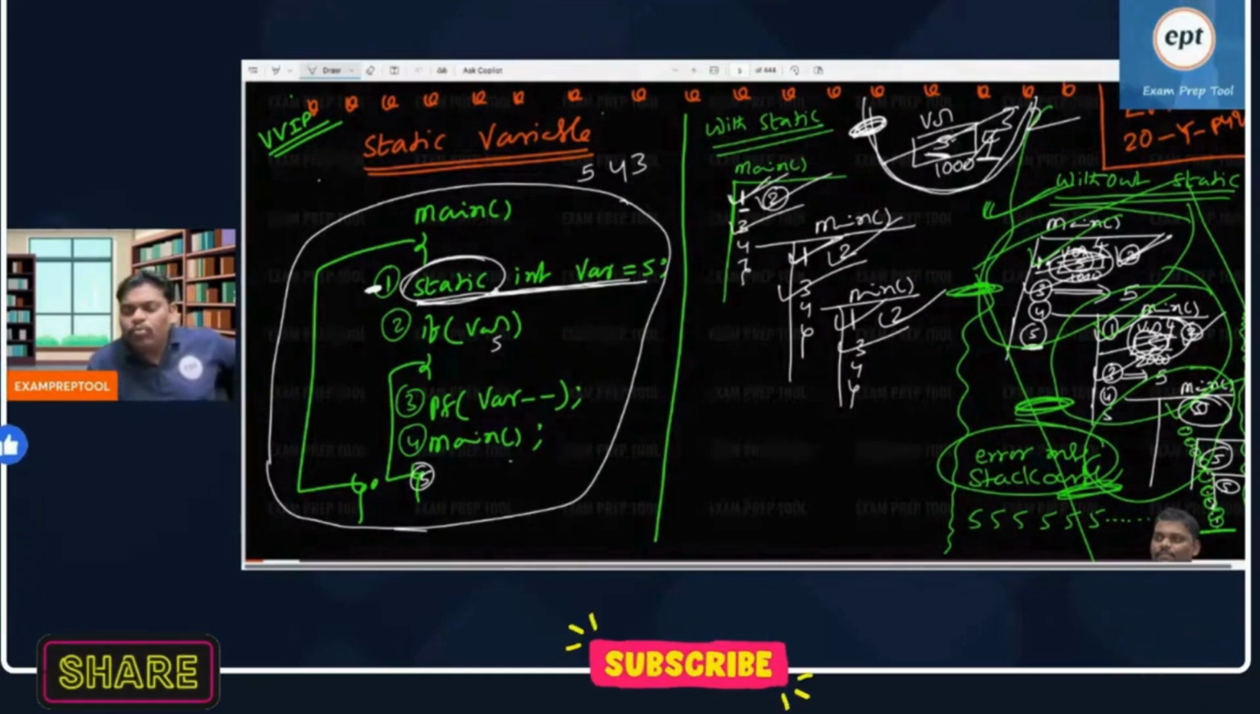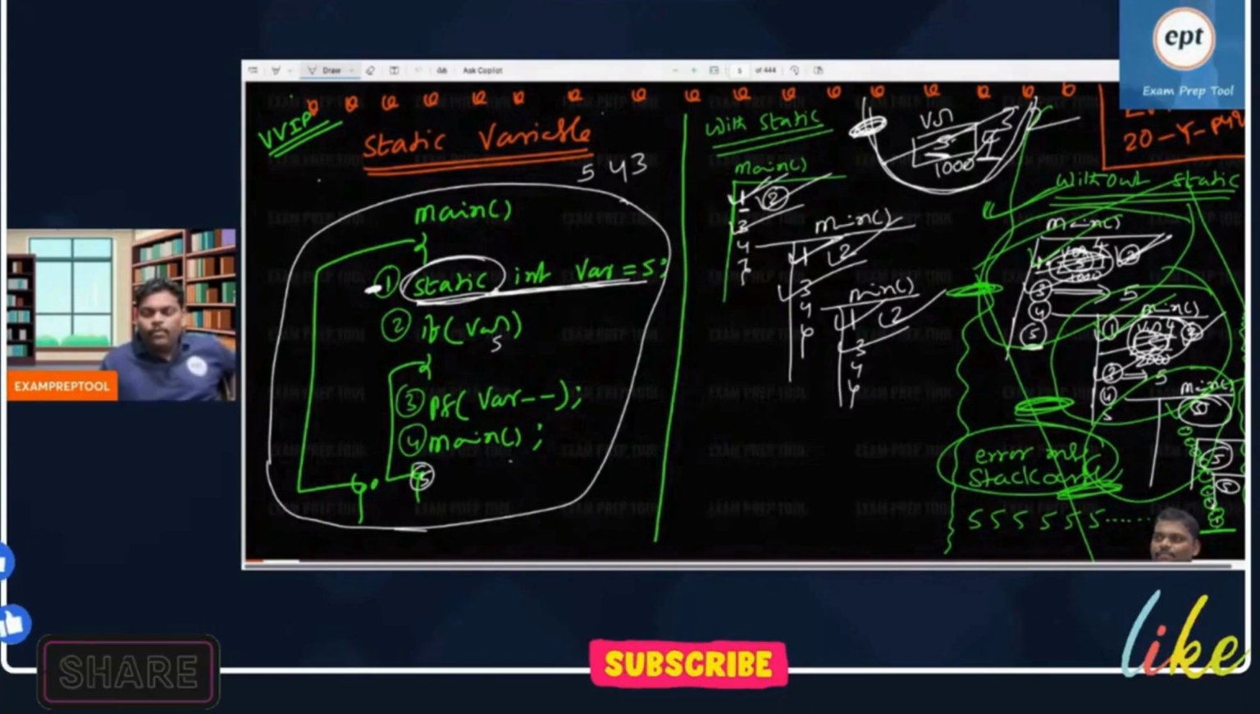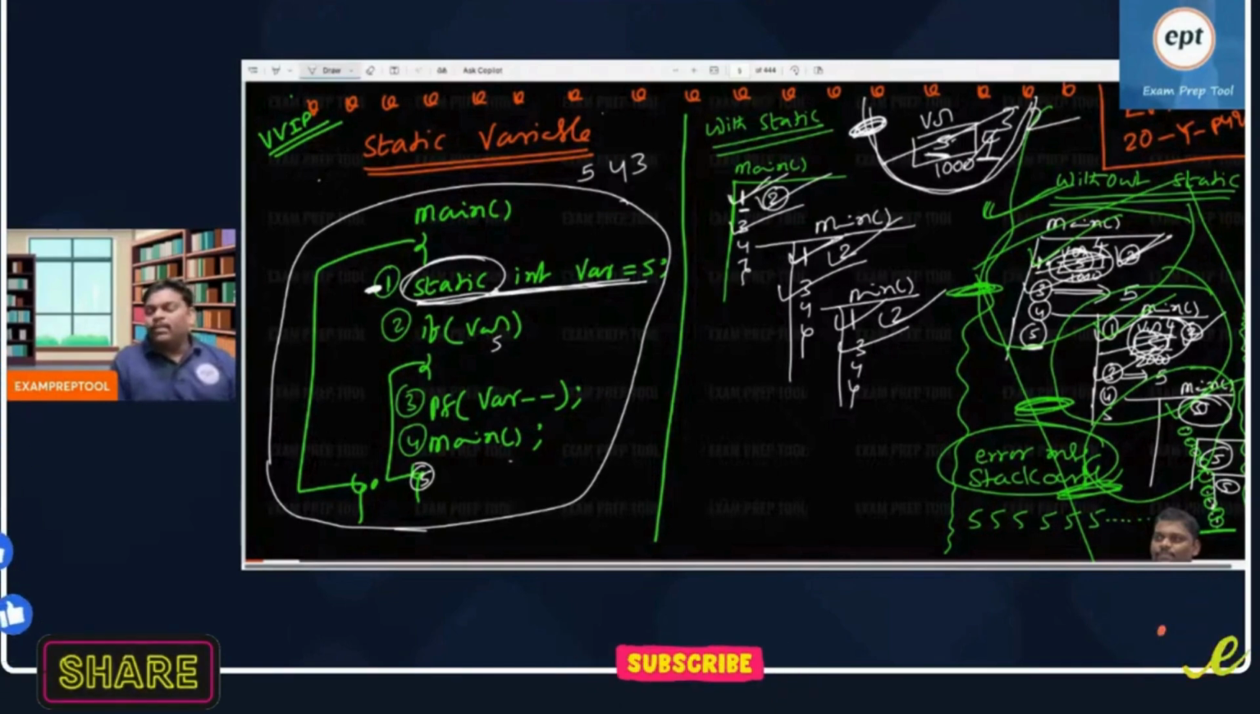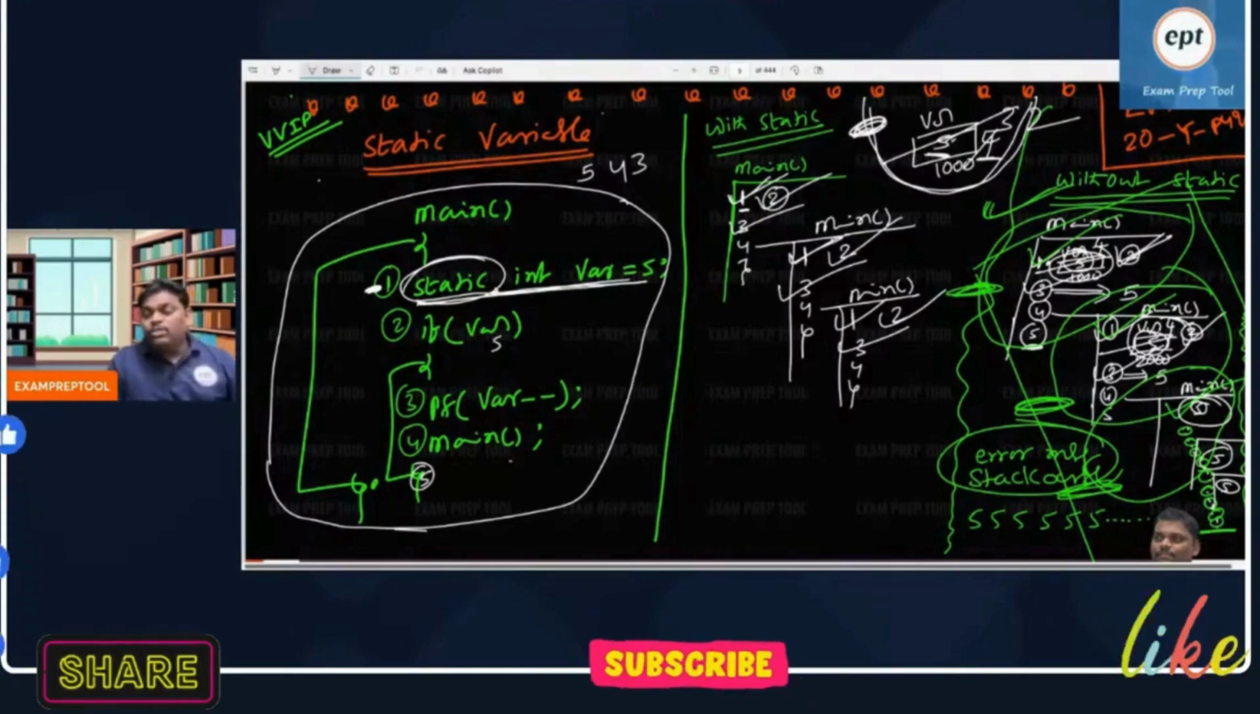Can anyone guess who created memory for the static variable? I want an answer from everyone. Who created memory for the static variable? The compiler. And one more, in which memory? Compiler created, okay, but in which memory? Stack or heap or static?